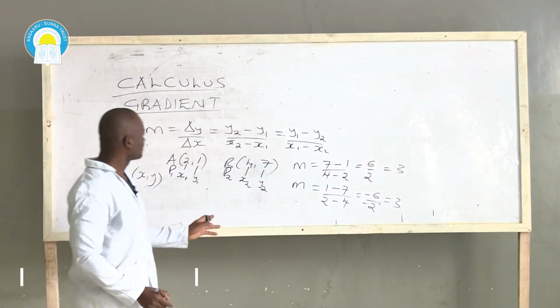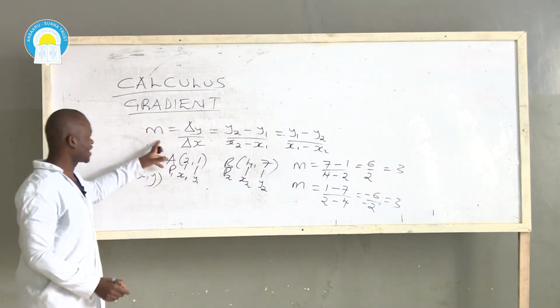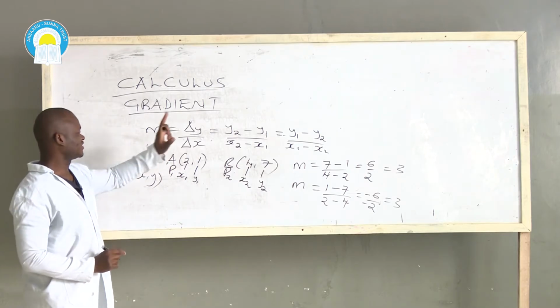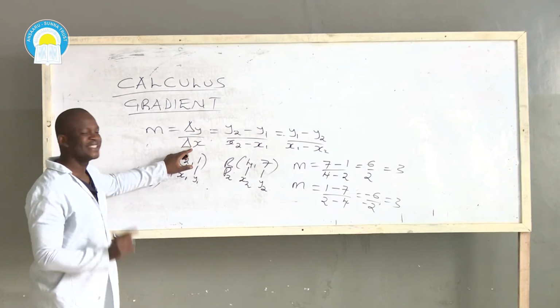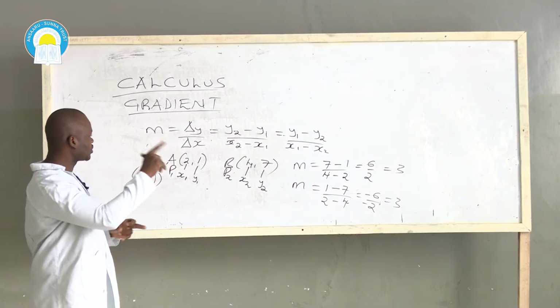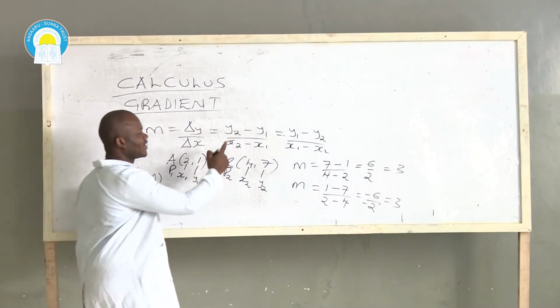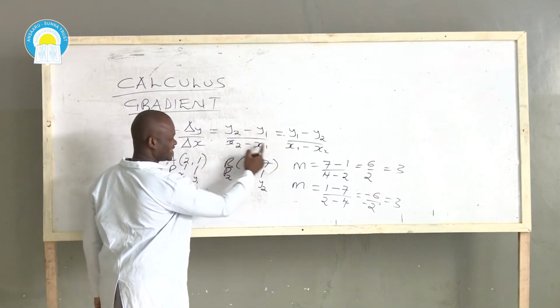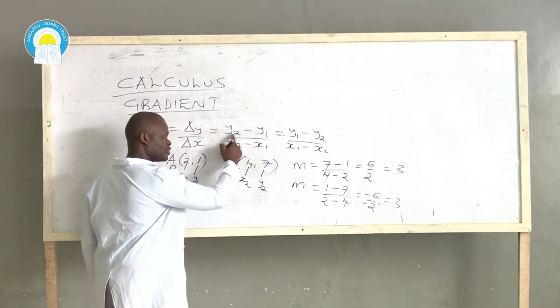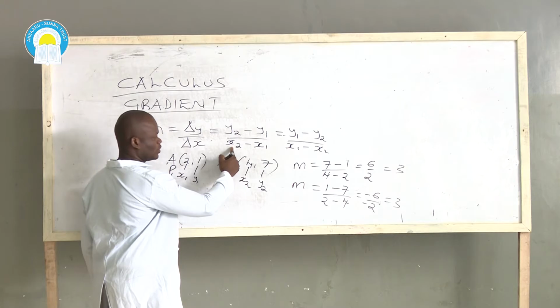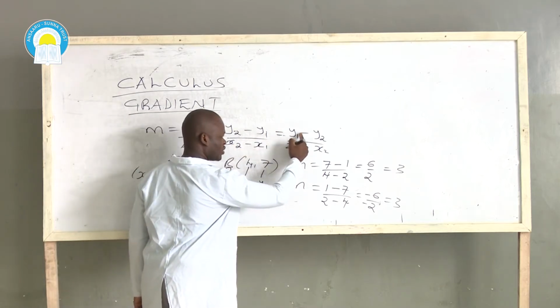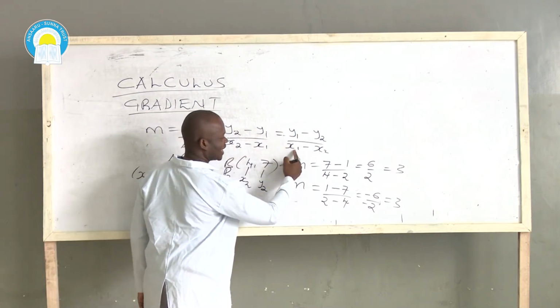So in summary, the key things about getting a gradient: number 1, it is change in y over change in x, and not change in x over change in y. Number 2, maintain consistency in the formula. If you begin with y2 here, begin with x2. If you begin with y1, begin with x1.